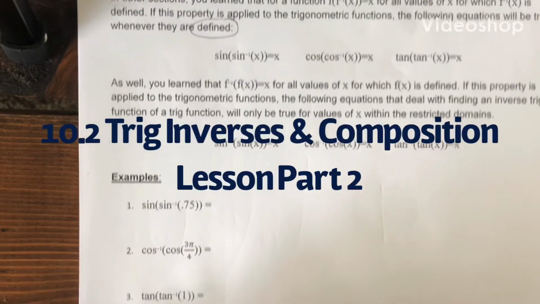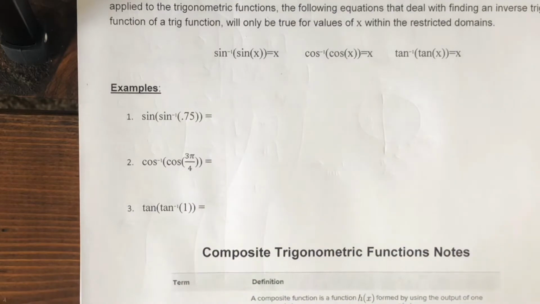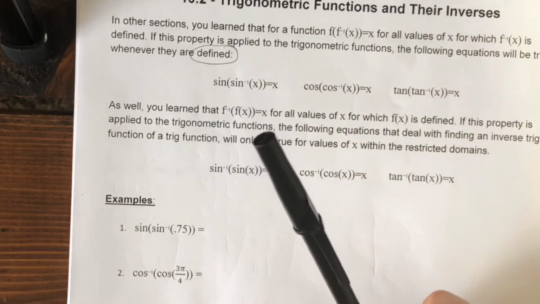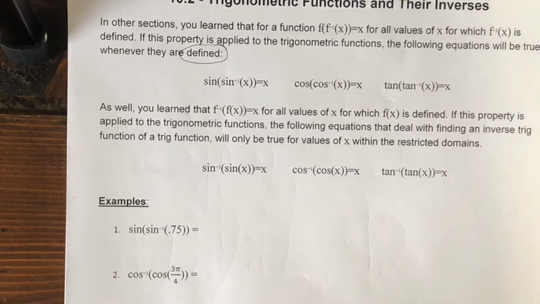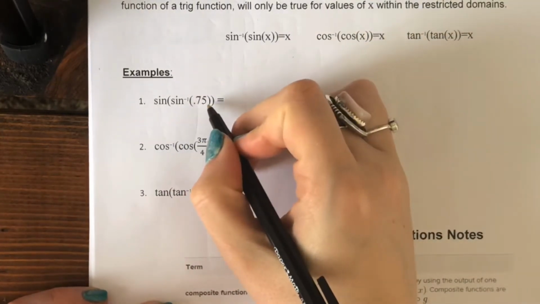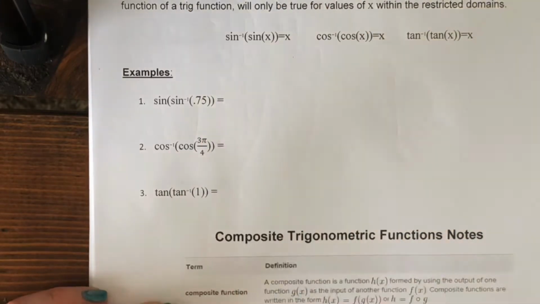Let's actually start looking at some problems now. Again, the key part here is making sure that when we are looking at our equations, they have to be defined. They need to be inside those restricted domains that we have. So if I look here, a lot of people just want to cancel these out and say the answer is 0.75. That works as long as we're inside our restricted domain.